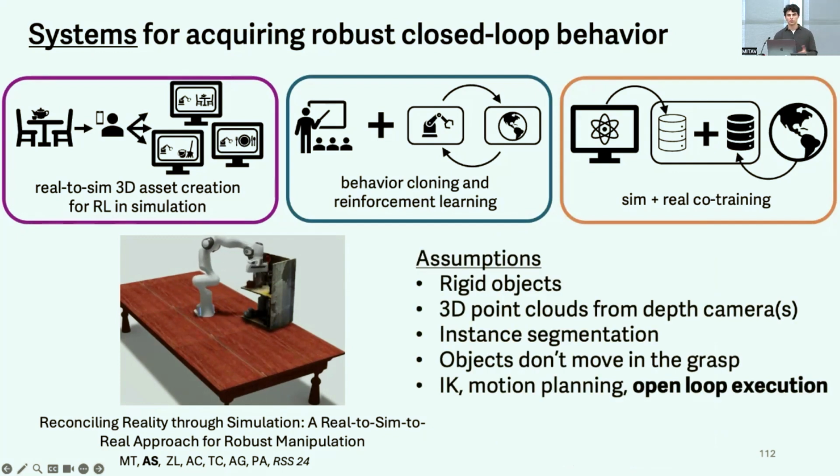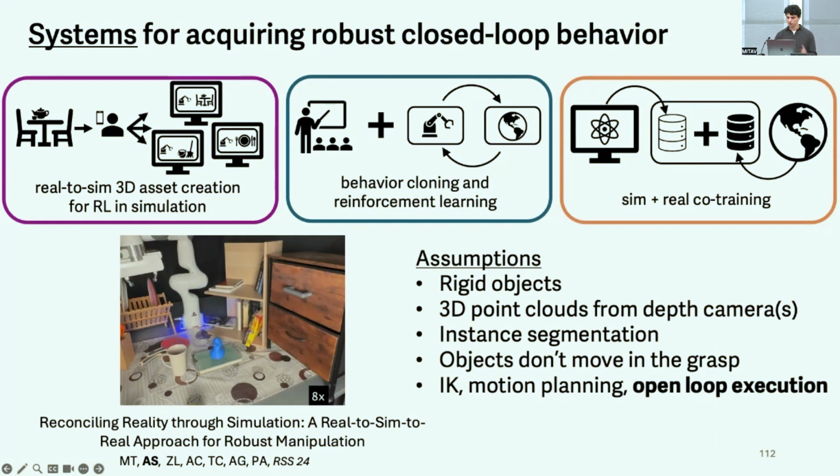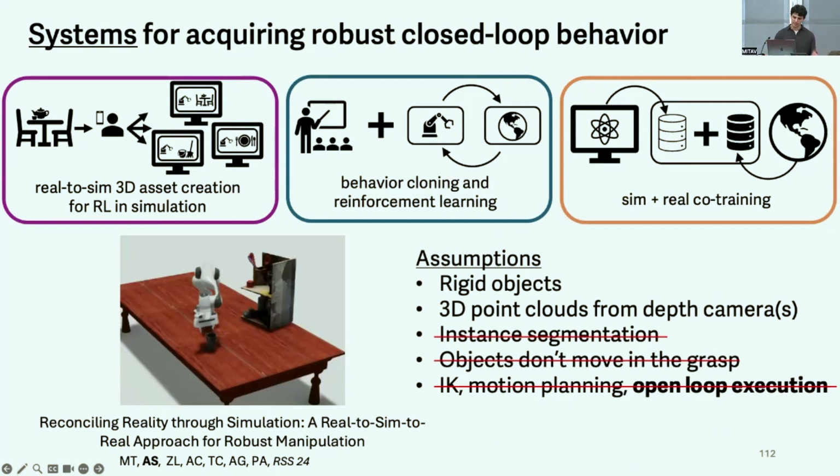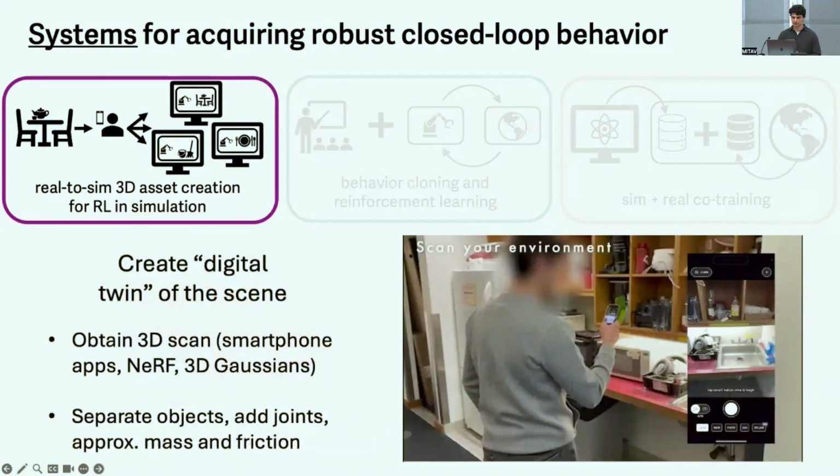Our setup, as I said, we want to learn this visuomotor policy that operates online. We'll still assume objects are rigid and have 3D point clouds, but we no longer make any more assumptions about objects staying fixed in the grasp or having segmentation or doing anything open loop. So now I'll go through how each of these components comes together.